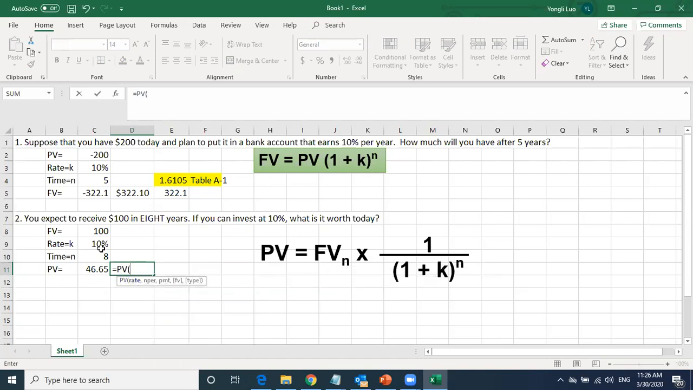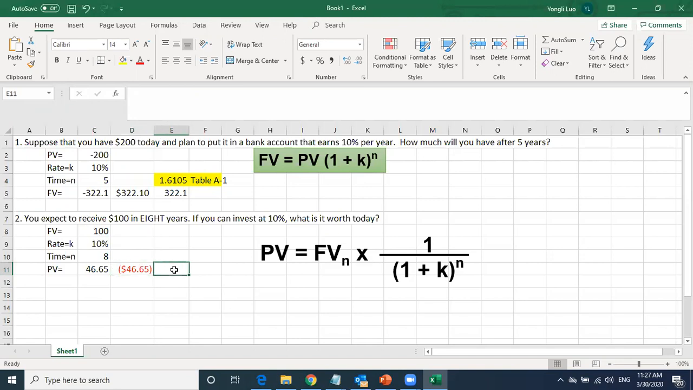Also, you can do this in Excel. For present value, we have a present value function. Choose the rate, the number of time periods. Remember payment, you don't have payment, it's only a one-time thing. Future value 100. Close the parentheses, and that's the present value. You get $46.65. The same thing happens, but it is negative because they go in different directions.